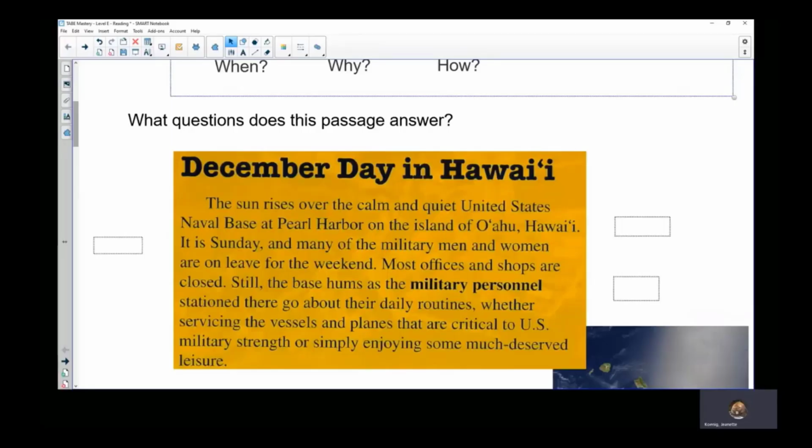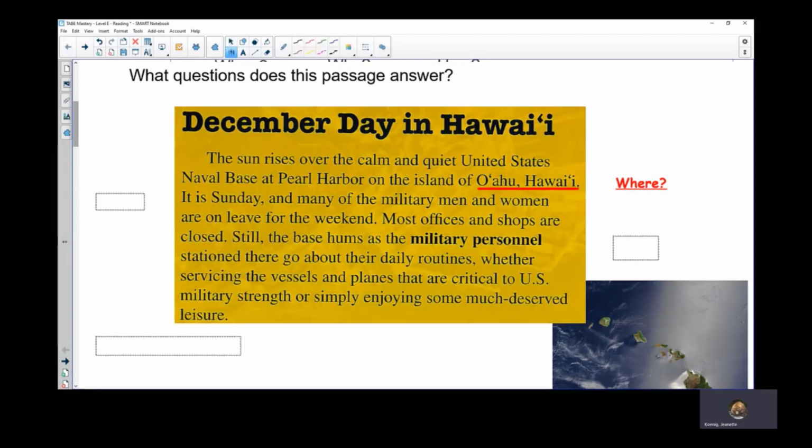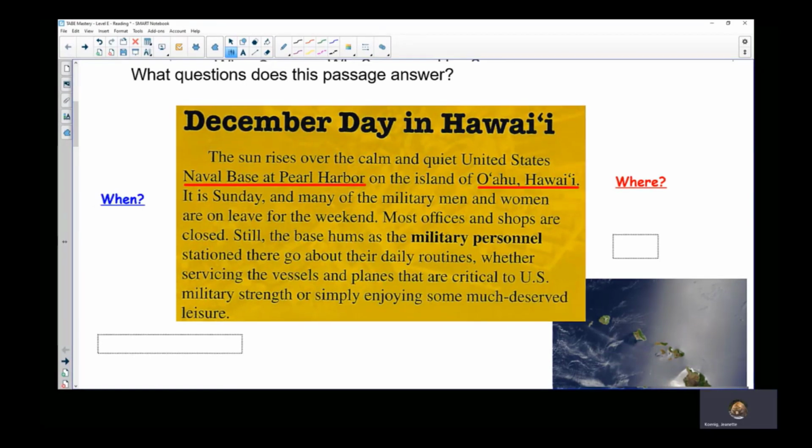So let's think about the who, what, where, why, when, how type questions. Which of those questions can you see answered in this paragraph? Well, definitely the where. Oahu, Hawaii, Naval Base, Pearl Harbor. Okay, Oahu, Hawaii. More specifically, there's a naval base there. So that's where. When? This is at dawn.